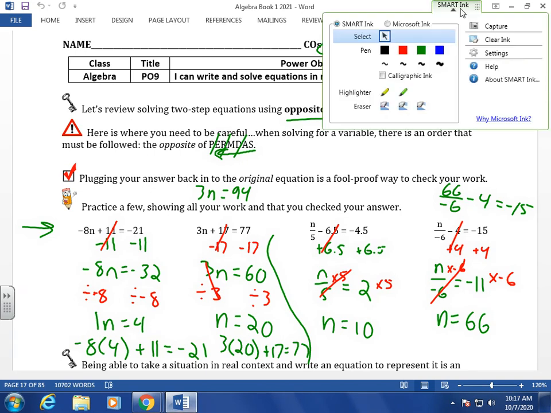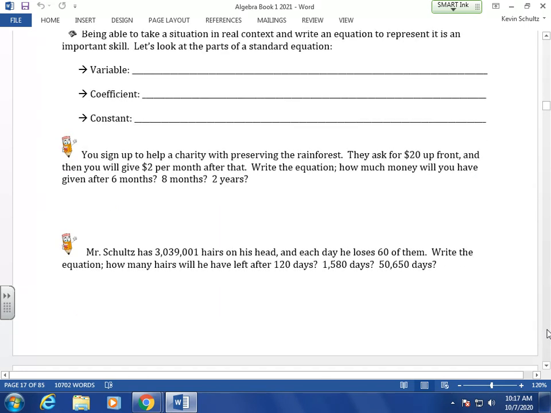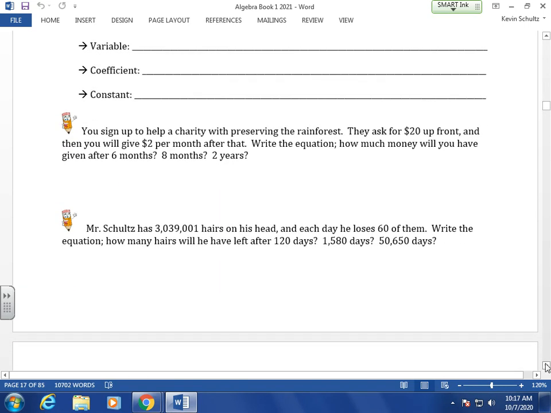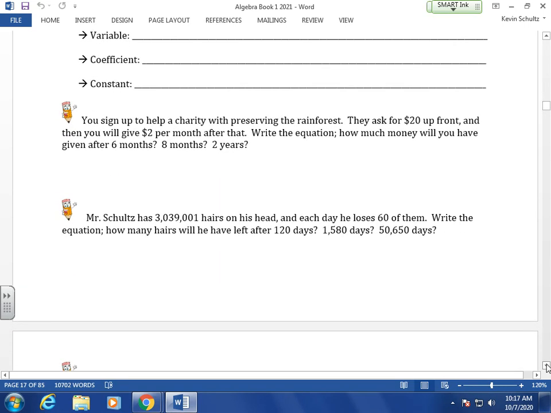Looking at a situation, identifying what's important, what do I need, what's my equation here, what operations. So it says you sign up to help a charity with preserving the rainforest. That's all kind of you. They ask for $20 up front, and then you will give $2 per month after that. Write the equation. How much money will you have given after 6 months, after 8 months, after 2 years? Okay. What's our equation going to look like here?